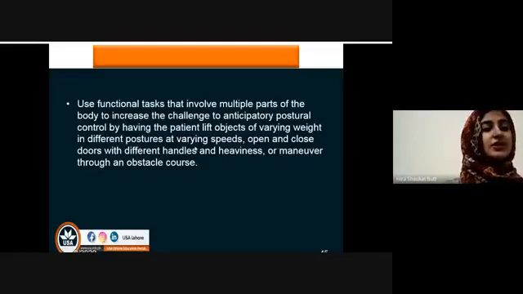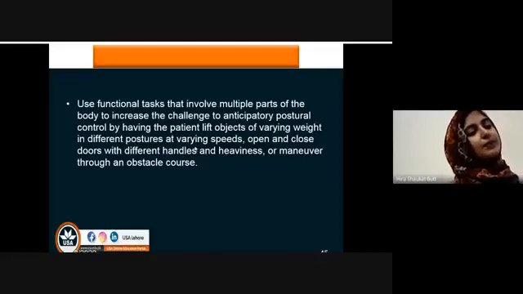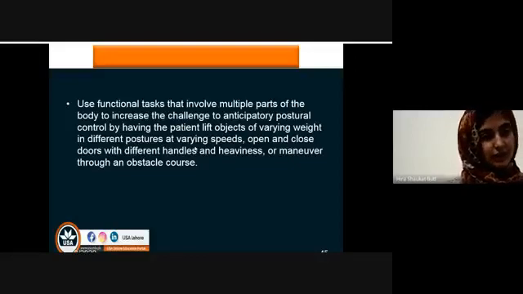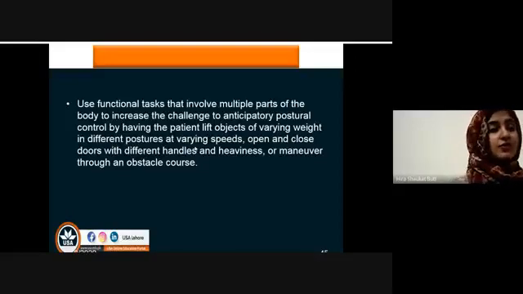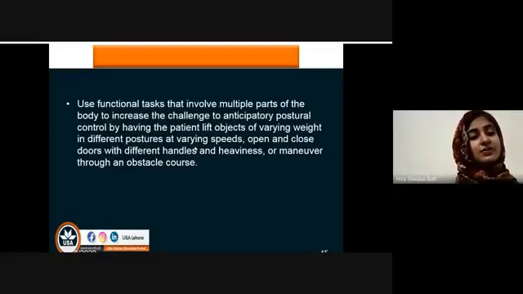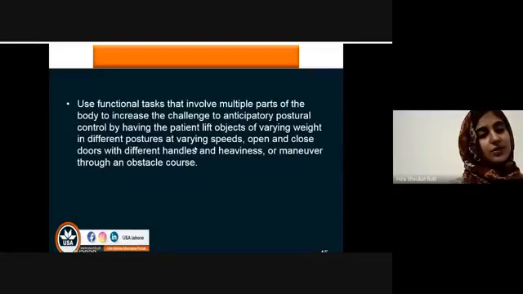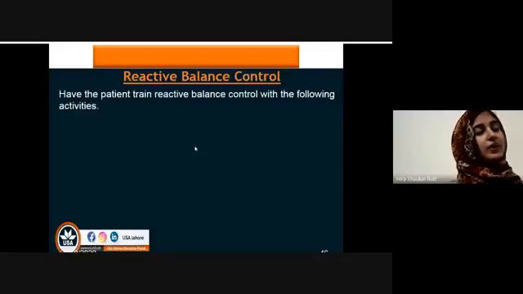You can use functional tasks that involve multiple parts of the body to increase the challenge to anticipatory postural control by having the patient lift objects of varying weight in different postures at varying speeds, open and close doors with different handles and heaviness, or maneuver through an obstacle course. So you can ask them to do these tasks, and if you want, you can increase the complexity of these tasks. Okay, and lastly, there is the reactive balance control.